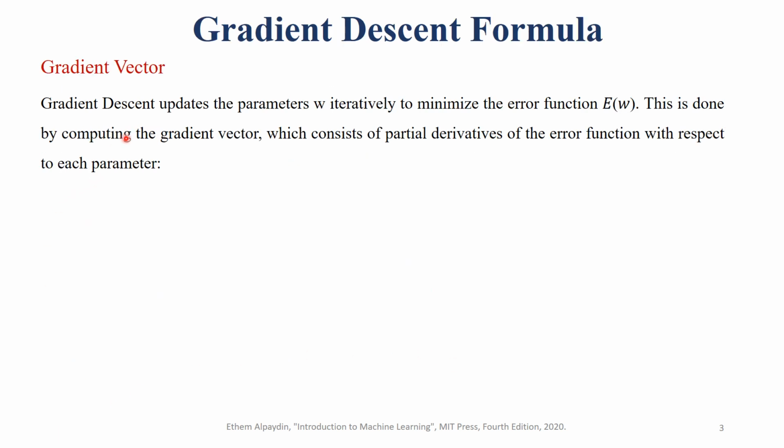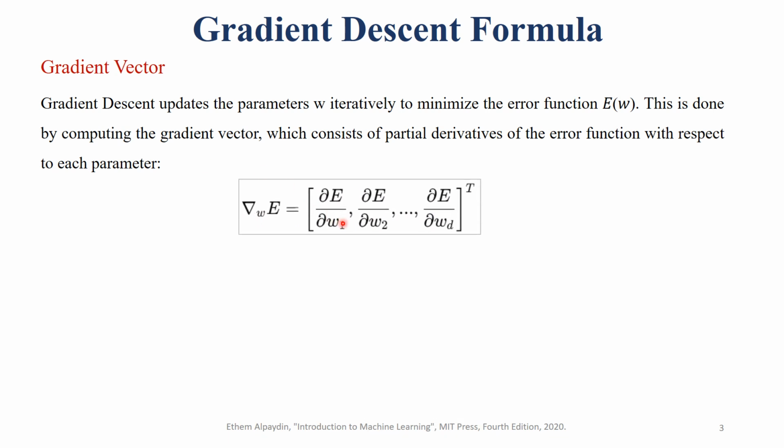Gradient descent formula. Gradient descent updates the parameters W iteratively to minimize the error function E. This is done by computing the gradient vector, which consists of the partial derivatives of the error function with respect to each parameter. You could see the partial derivatives ∂E/∂W1. So these are all the partial derivatives with respect to the parameters.